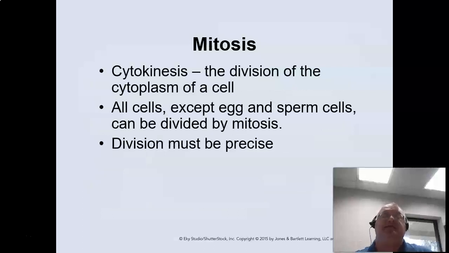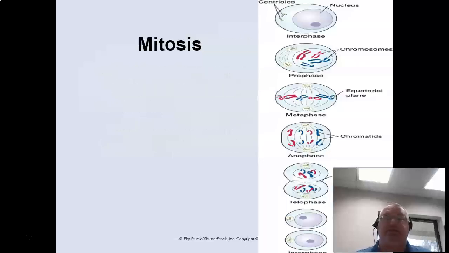Mitosis, again, involves cytokinesis. It's the division of the cell. All cells except for egg and sperm can be divided by mitosis, okay? When we are growing, there's a lot of mitosis going on. As we're dying, there's a lot of mitosis not going on. So you've got to remember that. The division must be precise. It's got to split into two equal cells. I will tell you that this particular thing has actually almost won me a cruise when I was playing Who Wants to Be a Millionaire out in California.